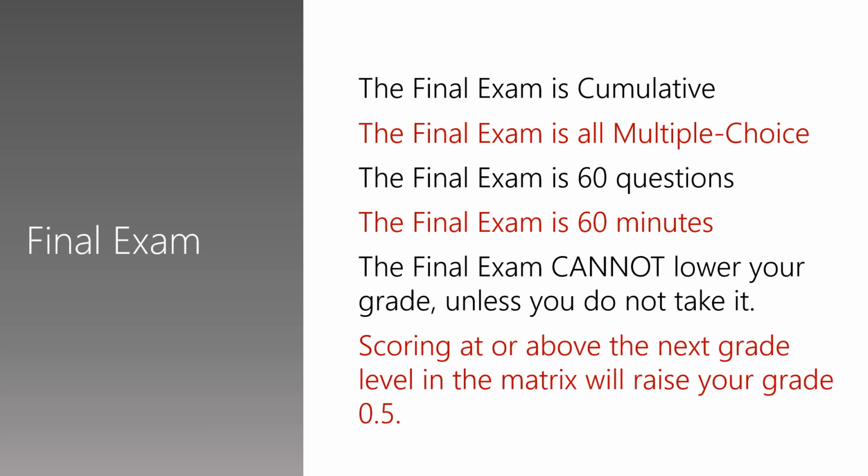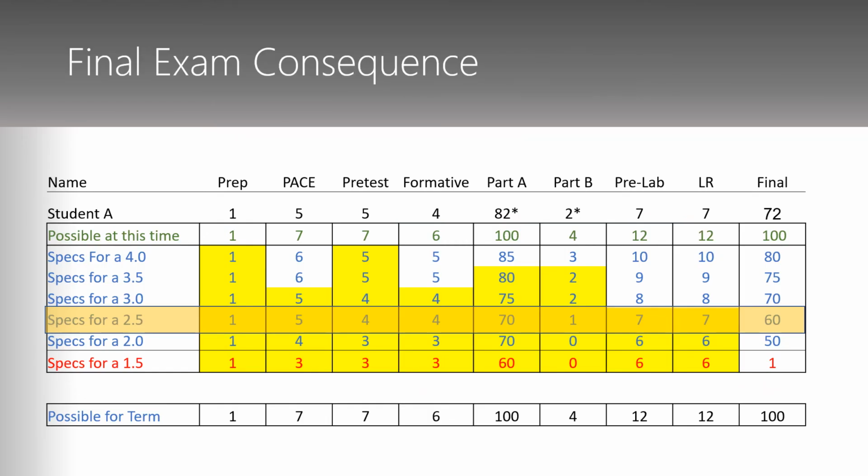However, if you score at or above the next grade level, I'll raise your grade 0.5. So let's look at our fictional student again. Now we've added the final exam. This person scored a 72% on the final exam. Cool. 72% on the final exam puts him at the grade above 2.5, a 3-point. So I would raise his grade or her grade to a 3-point.